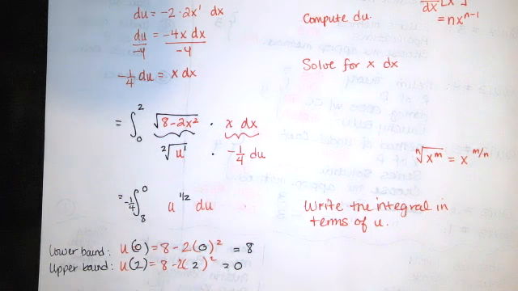And then you just evaluate this. Because we've changed our limits of integration, we never have to go back to x. When you're doing definite integrals, when you do a u-substitution, after you change those bounds, you just evaluate the integral using the fundamental theorem and you're done.